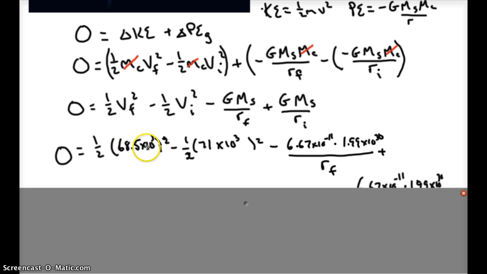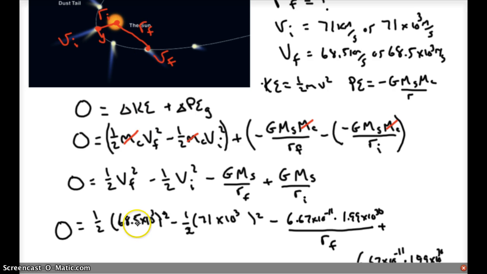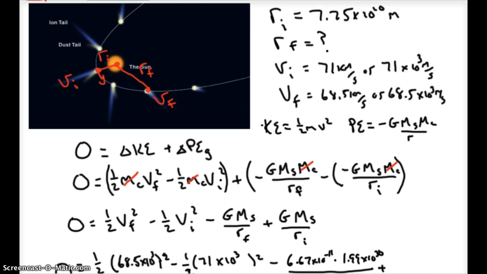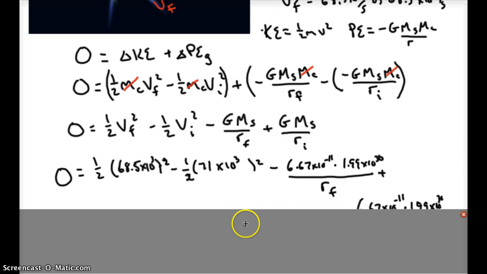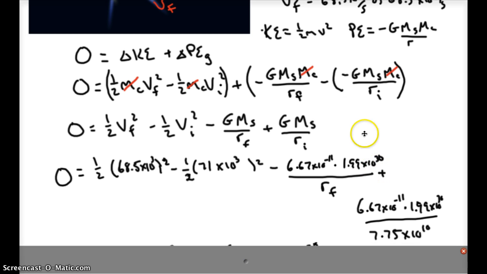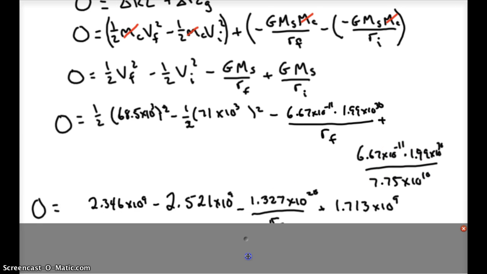This would be the final velocity out at the position further from the star, was 68.5 times 10 to the third meters per second here. Initially, closest to the star, it was 71 times 10 to the third meters per second. And then we have our expression G. We have the mass of the sun, which was given in the problem, 1.99 times 10 to the 30th kilograms over the final position. Two negatives, so we have a plus term, our expression for our initial potential energy when it was closest to the star.